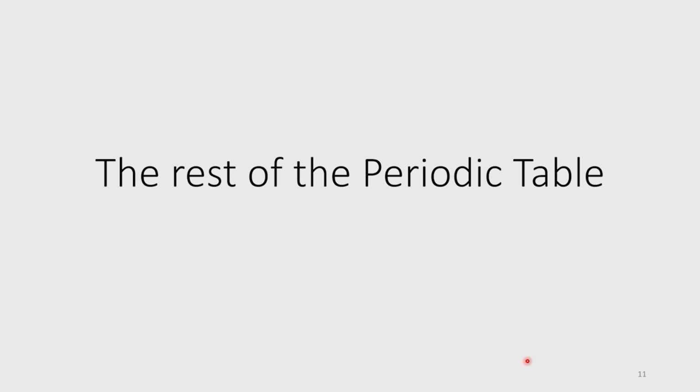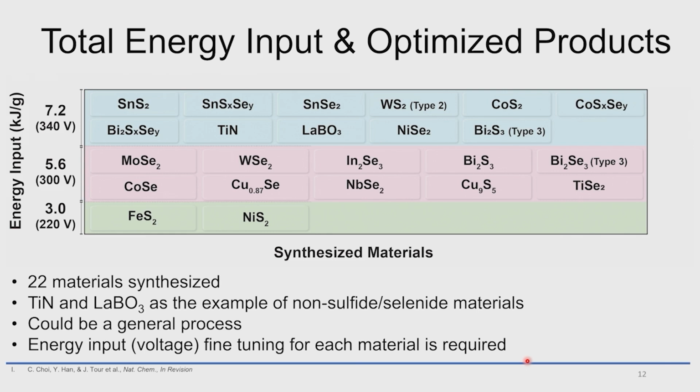How about the rest of the periodic table? We just talked about carbon. We've extended this to the rest of the periodic table. So we've made 22 other materials here. Some of these materials cost $600 for a tiny little piece, and we can make these in gram quantities. This will be fully scalable, so we can extend the same process to other materials in the periodic table.